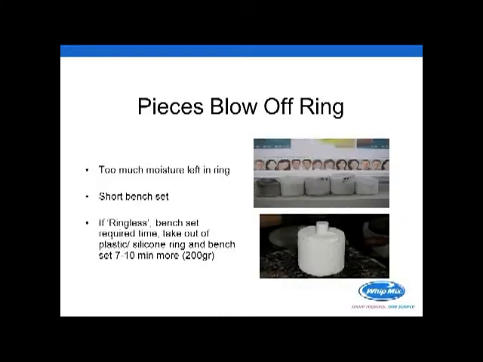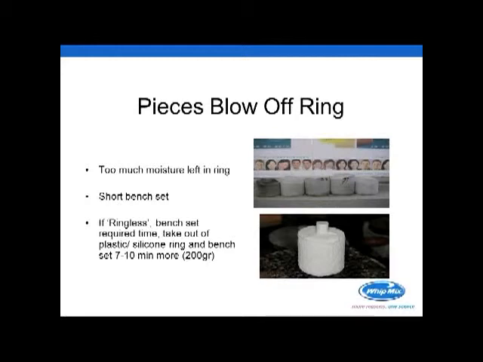Also, if you've got pieces blowing off your ring, similar to the picture on the lower right, or if your rings are simply blowing in half, this is usually a moisture control problem. There's too much moisture left over in the ring. That can be caused by a short bench set. You didn't have a timer on. You thought it sat there for 15 minutes before you put it in, but in reality, it was only there for 11. 11 minutes is not long enough with fast fire materials. And you'll have excess moisture in the ring, and this will be the result.